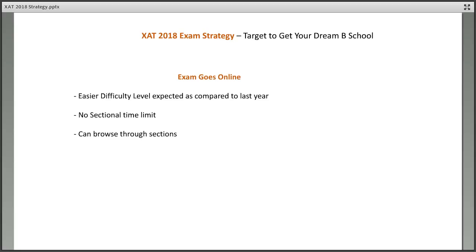Now, some of you have been asking whether there would be a sectional time limit or whether you can browse through sections or not. So, to clarify your query, there is going to be no sectional time limit in XAT. There will be only one overall time limit of 170 minutes. You can browse through sections.